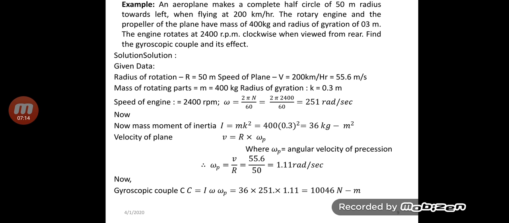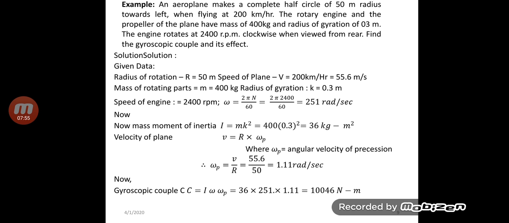Now while we are getting the solution, we know that the radius of rotation r, that is the radius at which the plane is taking the turn, is nothing but the radius by means of which the disc, which we are going to consider as the aeroplane engine and propeller mass which is rotating, is going to take the turn. So we can calculate the speed at which the aeroplane is taking that turn, that is 200 km per hour. We can calculate it as 55.6 meter per second.